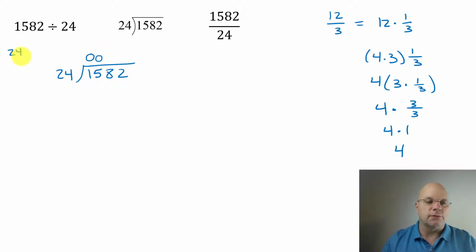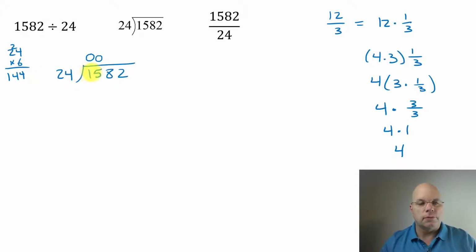Off this side here, I'll do 24 multiplied by 6. 4 times 6 is 24, carry the 2. 2 6s is 12, and 2 is 14. So 144 is pretty close to 158. If I added another 24, I'd go over, so 6 is the correct choice here. 6 24s is 144.